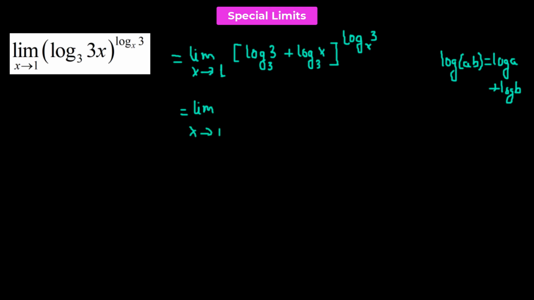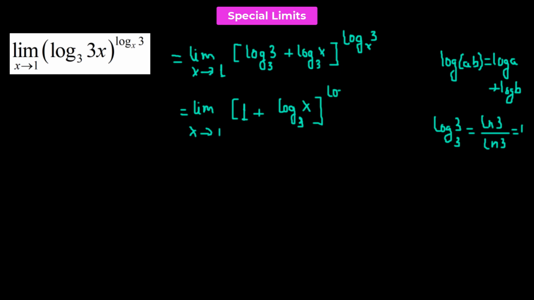So log of 3 base 3 is simply 1. That's because log of 3 with base 3 is equal to natural log of 3 divided by natural log of 3, which is equal to 1, plus log of x to the base 3 whole divided by log of 3 with base x. Now this can be transformed into e raised to the power of limit. That is because when we substitute the value of x into this function, we get 1 raised to the power of infinity.